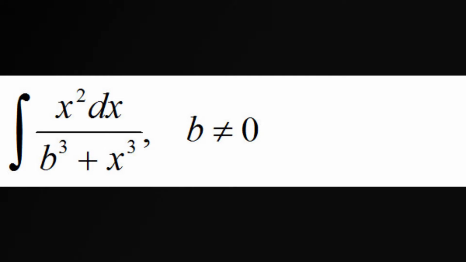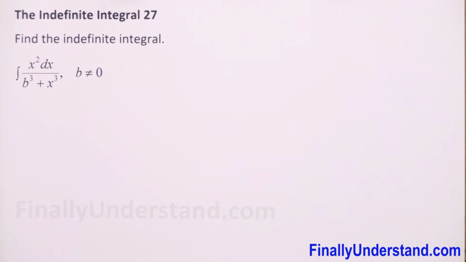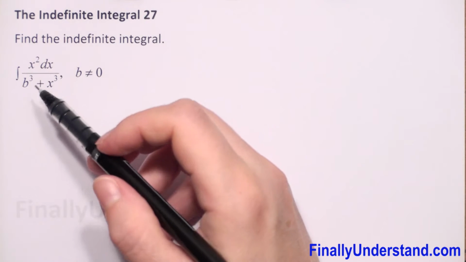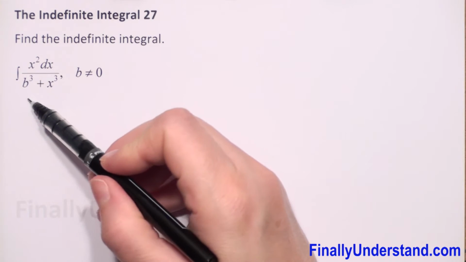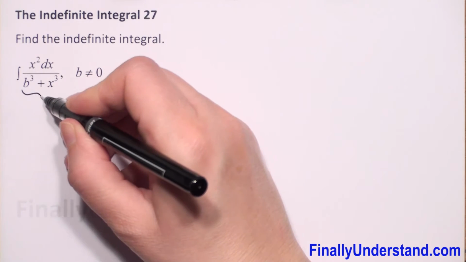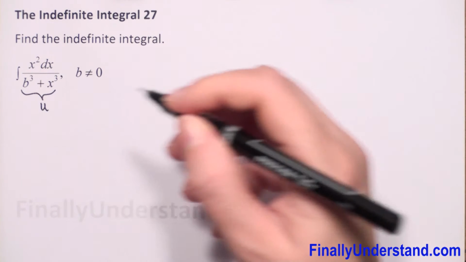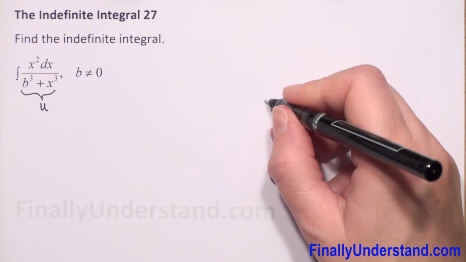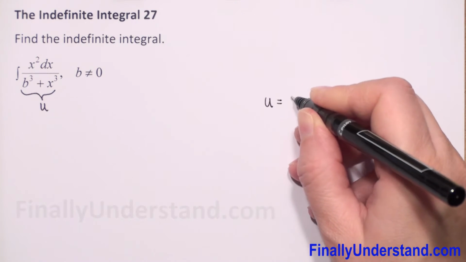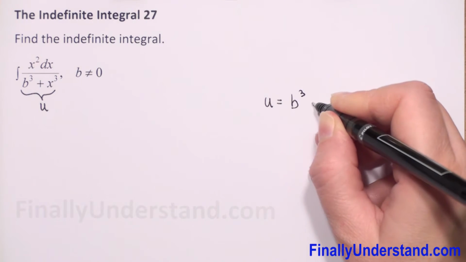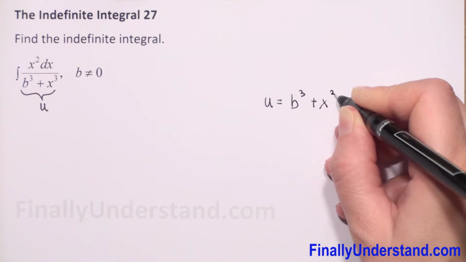To solve this indefinite integral, we will use the u substitution technique. So let u be our denominator, b to the third plus x to the third. This is our u. Let me rewrite this. u is equal to b to the power third plus x to the third power.